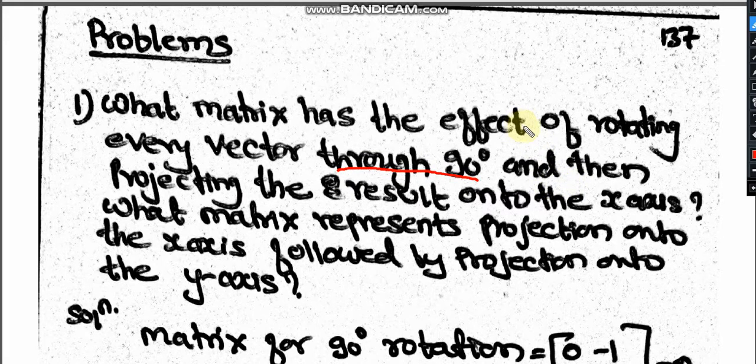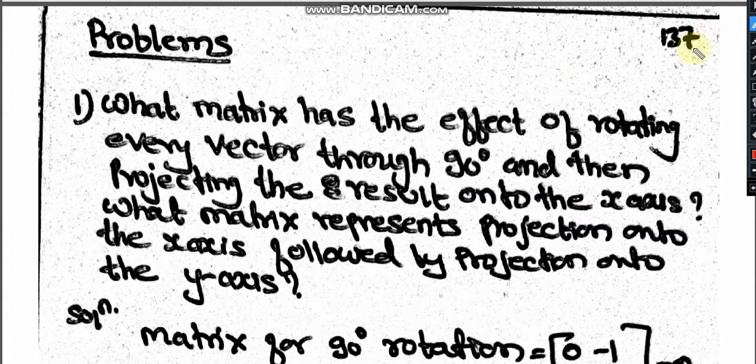We will always take it as anti-clockwise as a basic, and then project the result onto the x-axis. So you are rotating it through 90 degrees and then projecting it onto the x-axis. So here, you're projecting onto the x-axis. What was the projection matrix for the x-axis? It was 1 0 0 0, and for 90 degrees you have to rotate it. It was 0 1 and minus 1 0, right?